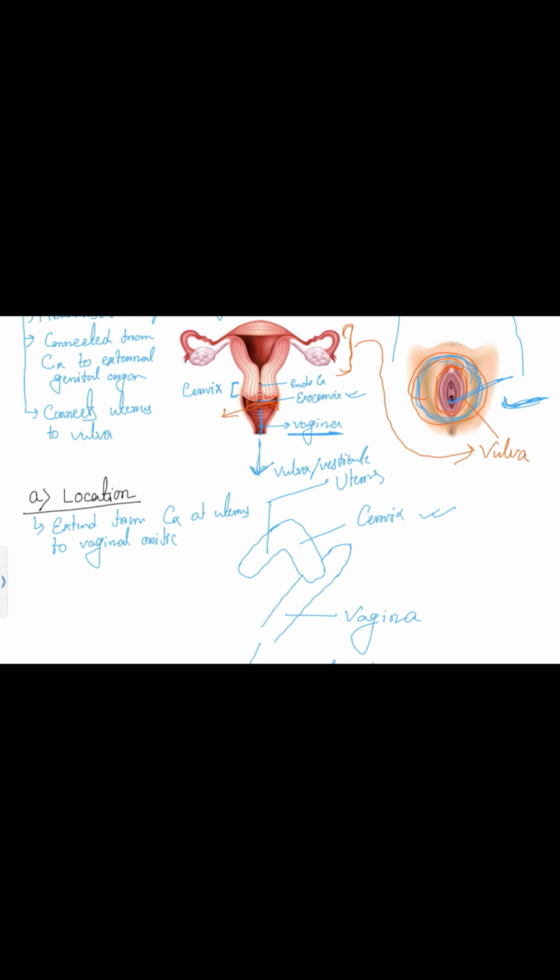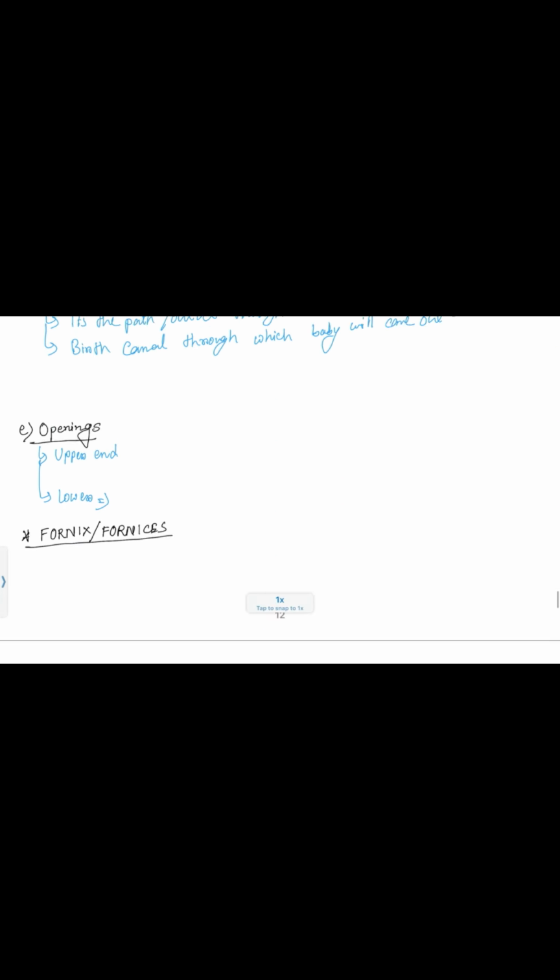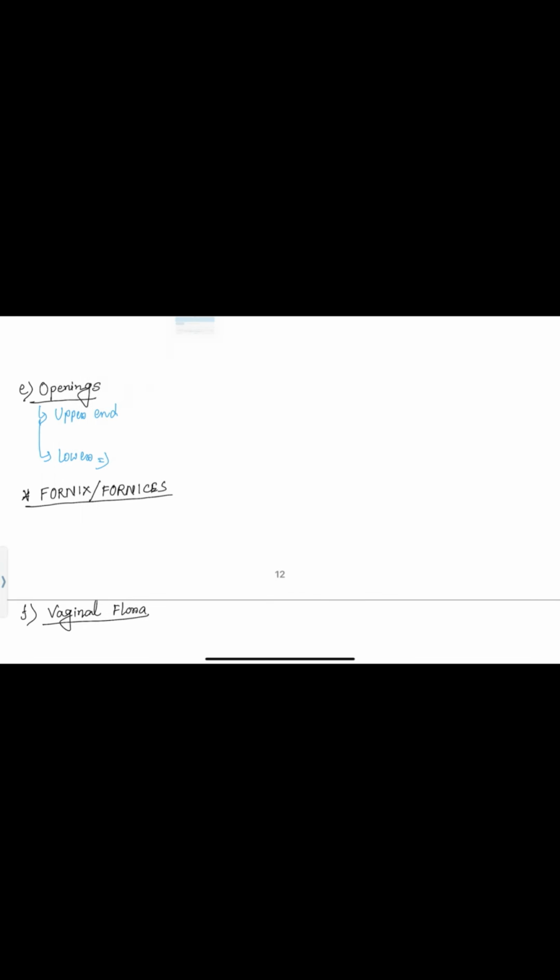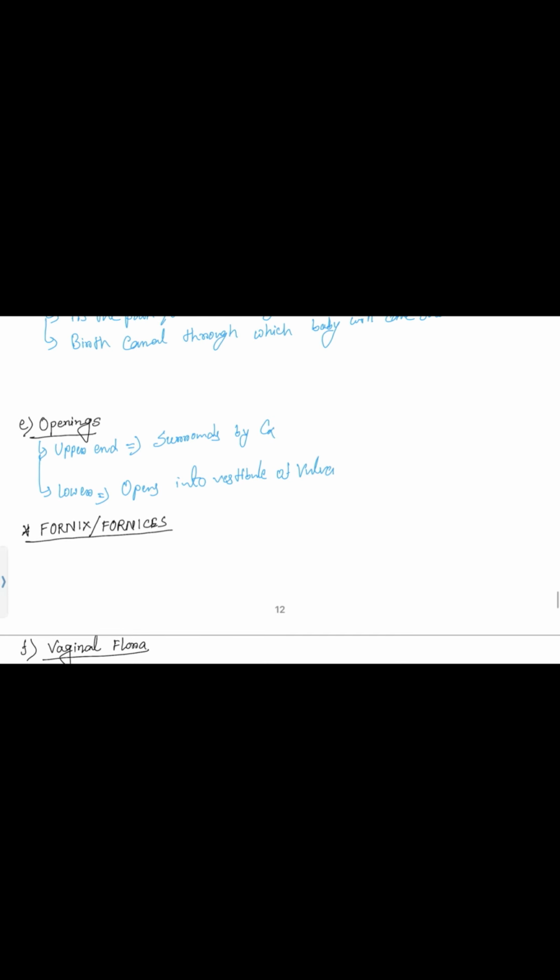Here the upper end is surrounded by the cervix. So the opening of the vagina, the upper end, is surrounded by the cervix, and the lower end opens into the vestibule of the vulva. Now if you do a cross section, this is your uterus, and here the vagina extends, like here in this cross section.